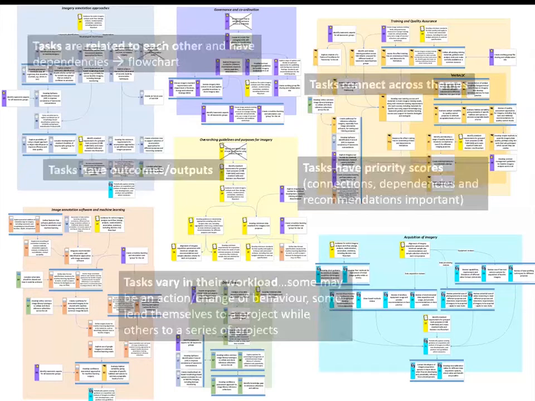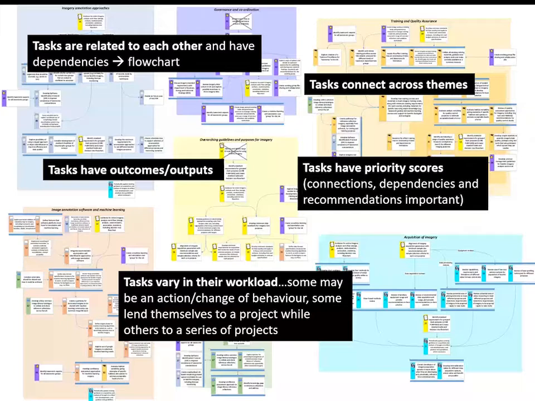So let's chat about the tasks a second. We agreed in the group that the tasks can be related to one another. They can have dependencies. One task solves a problem, which can then help another task, which can then solve a problem and help another task, and so on. So there can be a sequential nature, but also they can work across the themes. The tasks should have some sort of outcome or output at the end of them. This is a way of measuring that your task has done something, that has changed something. They can also have a priority score, so that you can rate the tasks going forward. And a final note on the tasks from this action plan is that they vary in what they are. So some of them are a behavioral change.